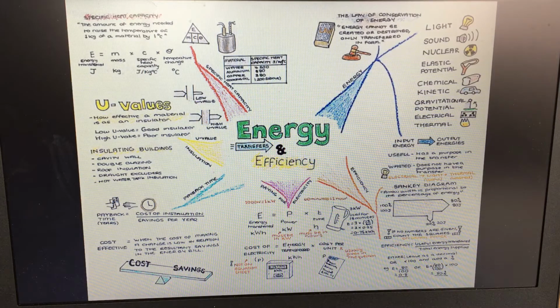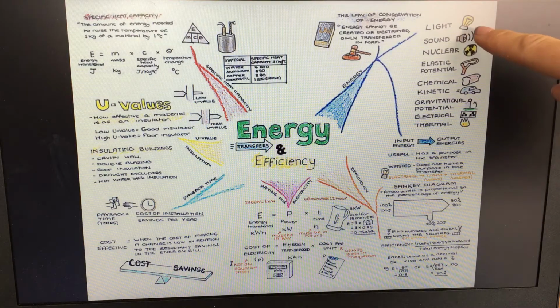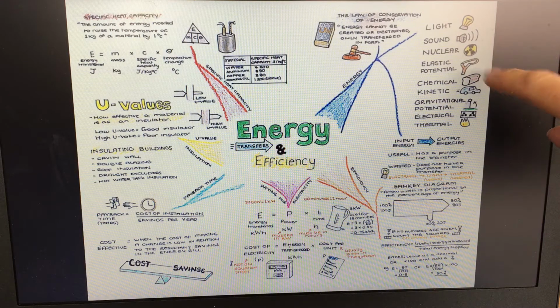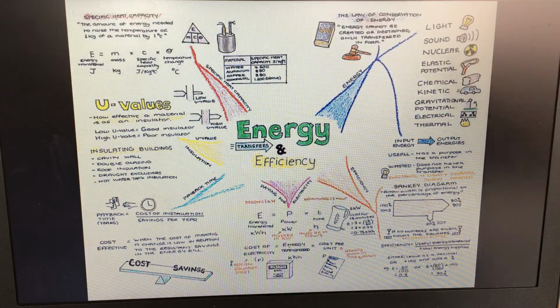This sometimes comes up as a tick box exercise, and you have to tick the right one. So basically, the amount of energy that's around now was around at the Big Bang. It's constant, okay? So the 9 types of energy you need to know about are light, sound, nuclear, elastic potential, because you can store it, chemical energy, which isn't just in coal, it is in food as well, kinetic, anything moving, gravitational potential, when you lift anything up, it's also a type of stored energy, electrical, and thermal energy.